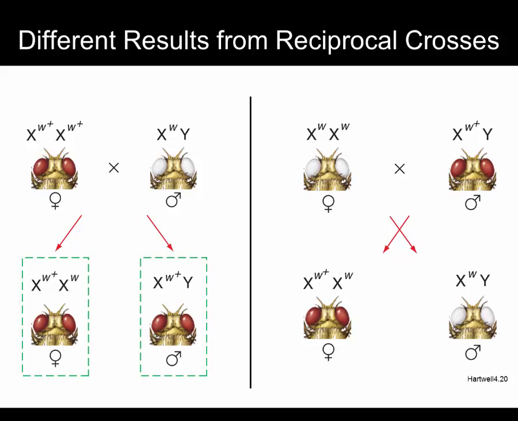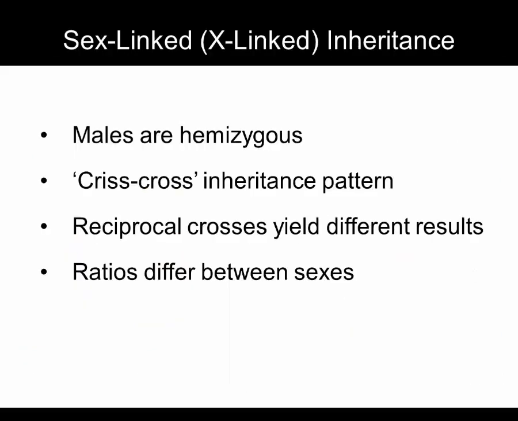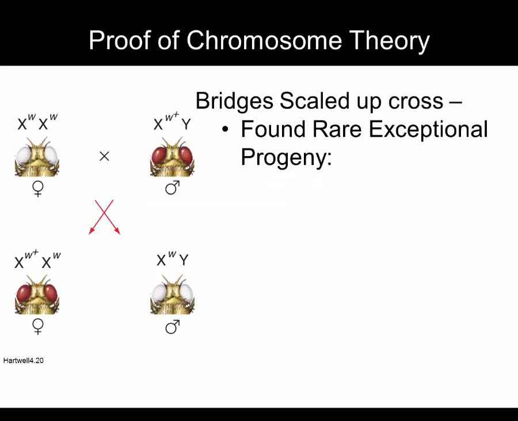Another hallmark of X-linked inheritance is getting different outcomes from reciprocal crosses. You get different offspring crossing a red female and white male than when you cross a white female and red male. So Morgan saw all these telltale signs that the white-eyed trait was transmitted with the X chromosome. But the best evidence came from Morgan's student, Calvin Bridges.